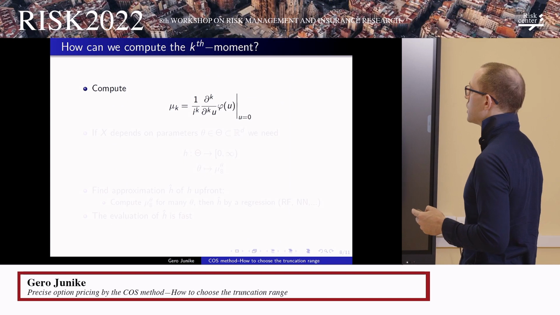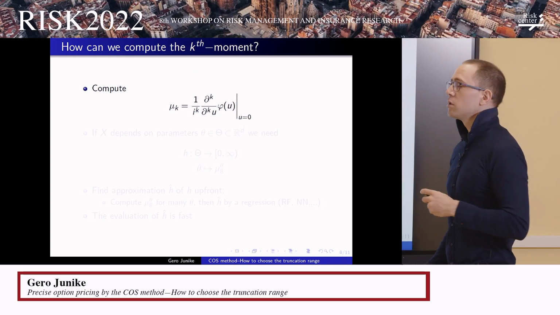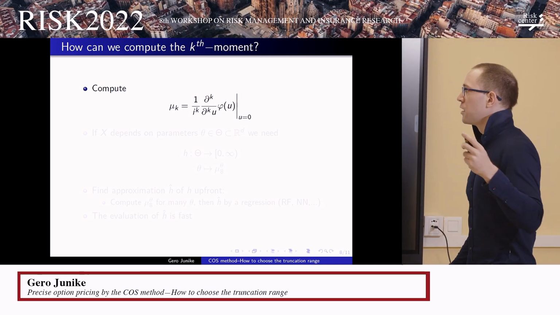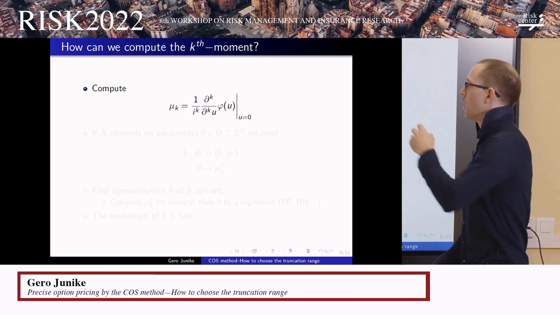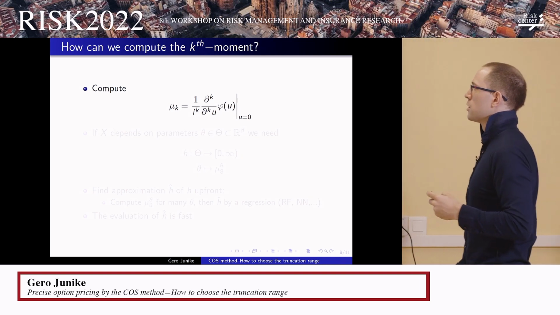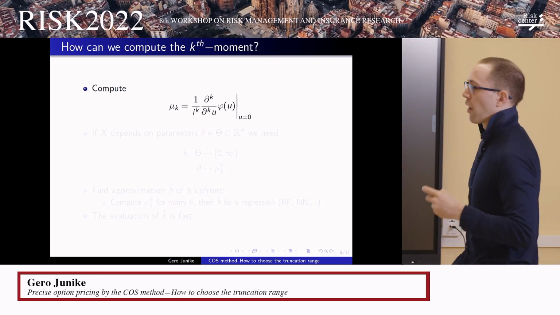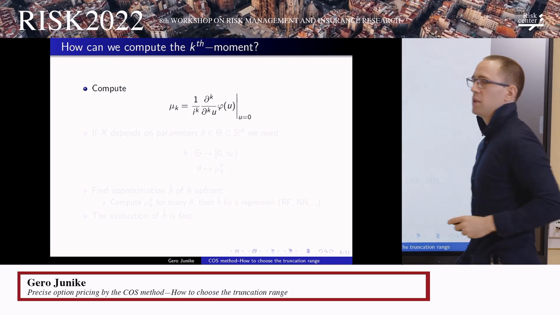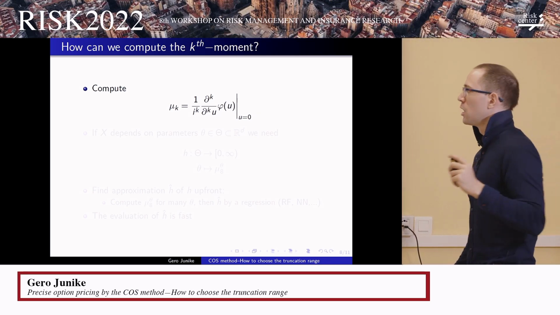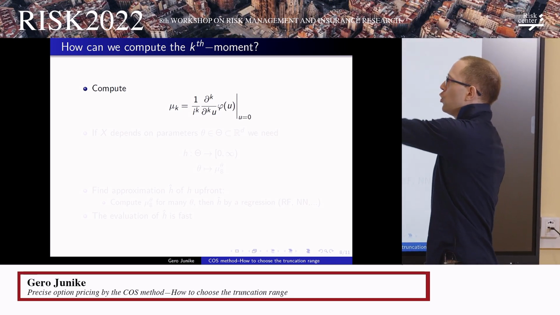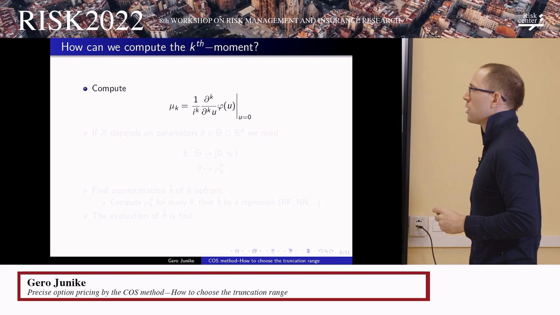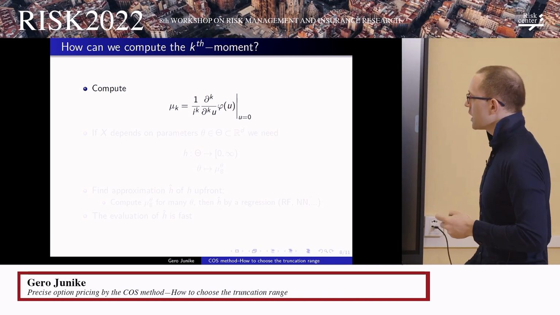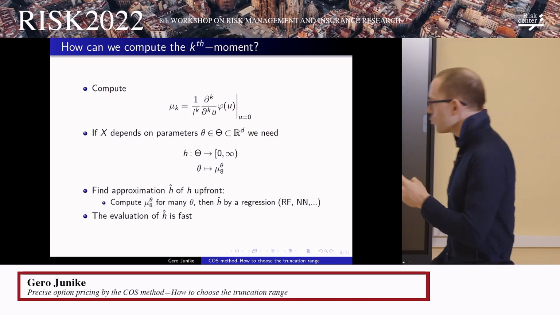The next question is how to compute the kth moment. And we could simply take the characteristic function and compute the kth derivative, and then evaluate that derivative at u equal to 0. That sounds very simple, but in practice, the characteristic function might be so involved that it is simply computationally too expensive to evaluate the derivative. This is, for example, the case for the Heston model. So instead, we could take the following approach.